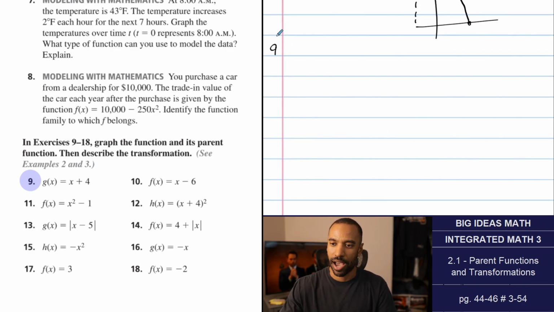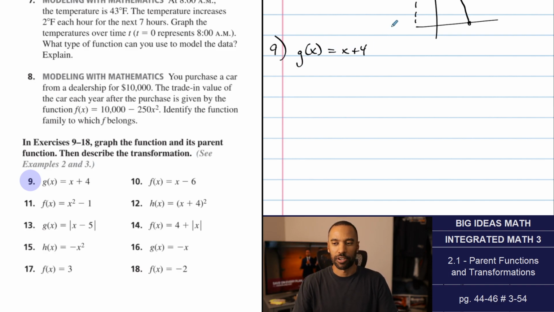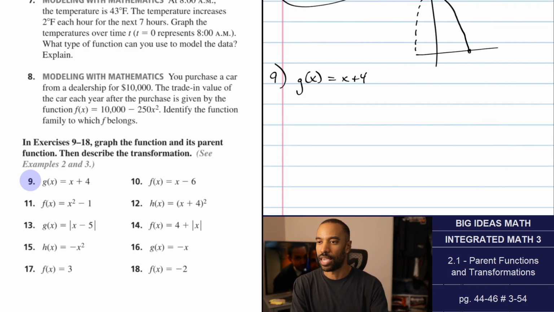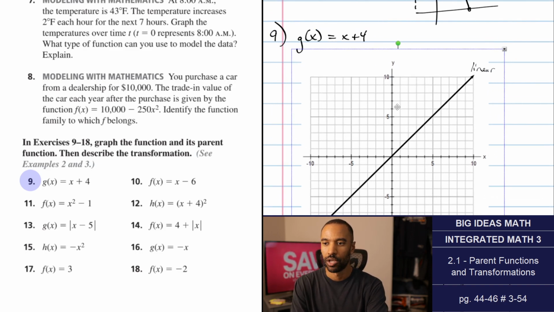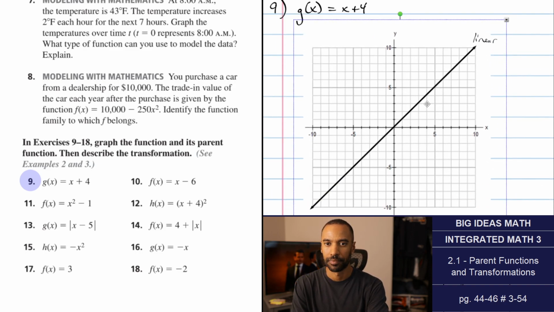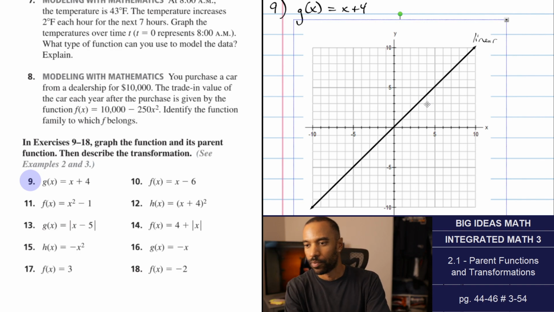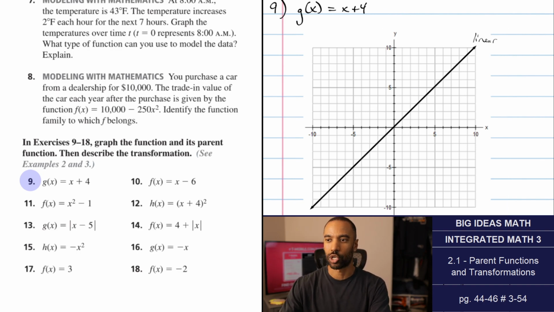So, number 9, we have g of x equals x plus 4. Now they say, graph the function and its parent function, then describe the transformation. First thing I want to call out is this thing's linear. With the x involved and all that, this is going to be a linear function, so we're going to do the linear. Okay, so here's the parent function. Let's graph its new one.